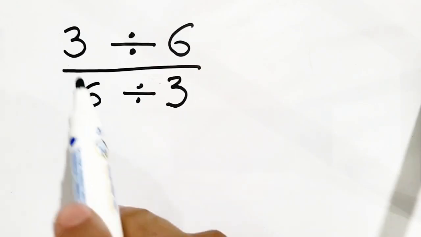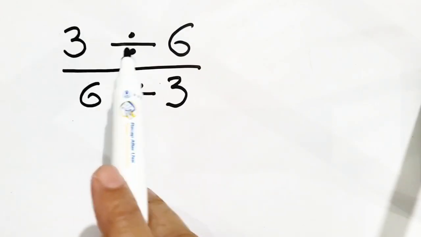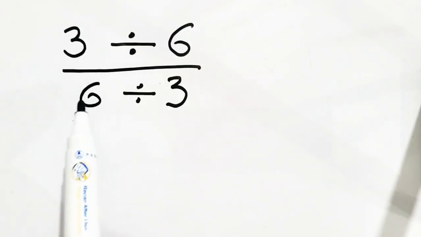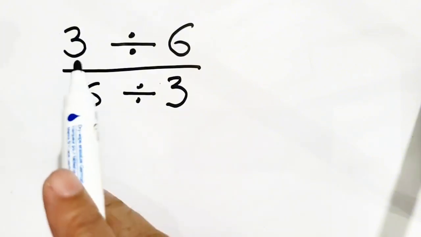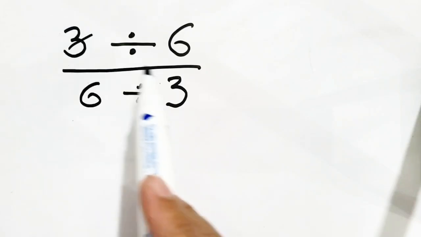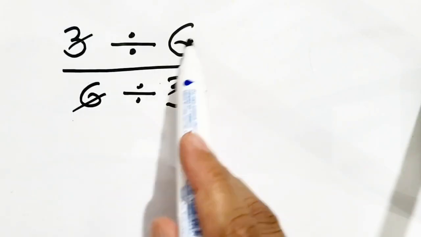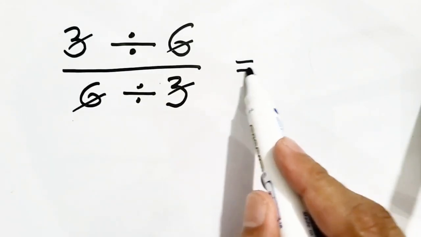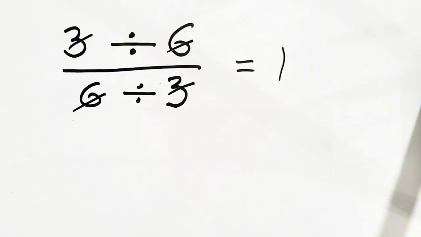I am here with a new problem. 3 divided by 6 divided by 6 divided by 3. Mostly the students solve it in the way 3 is cancelled with 3, 6 is cancelled with 6, so the answer will be equal to 1. But it is wrong.